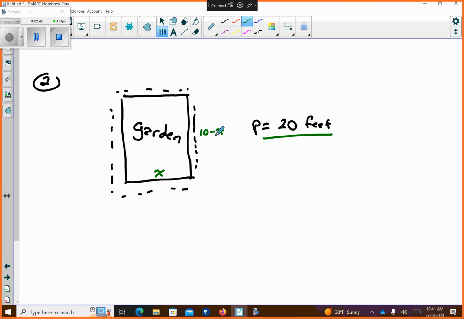width. No, it isn't. So, with that known, would you agree that this top should be x and this right side should be 10 minus x as well? Yes. Okay?